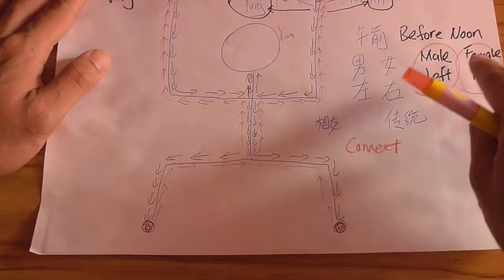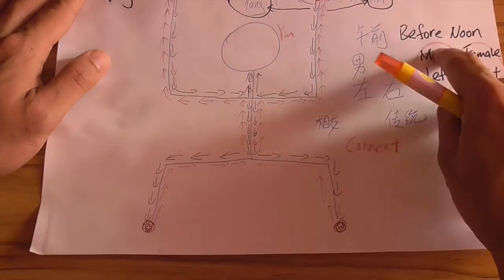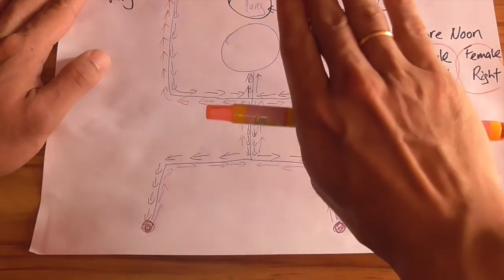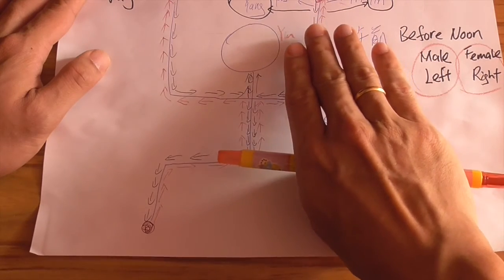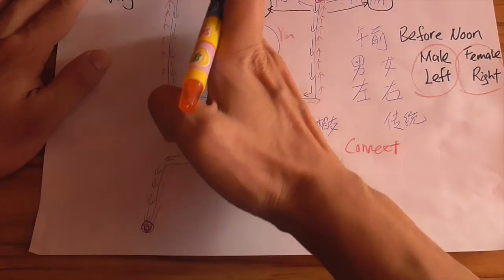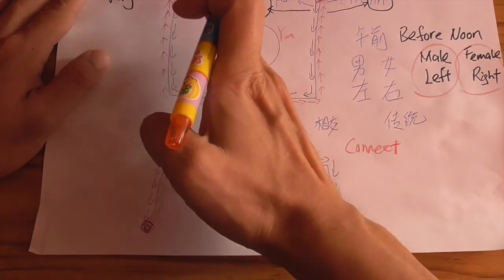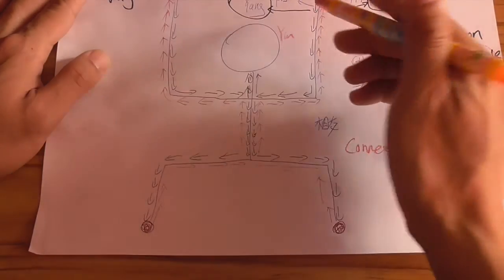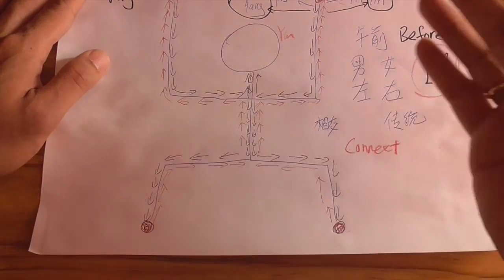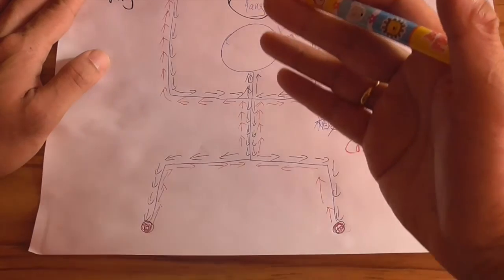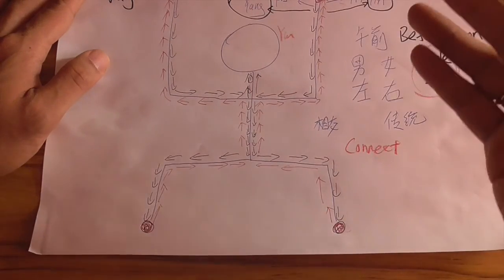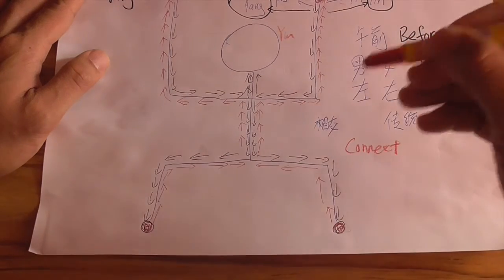Male left, female right. Male left, the blood flow are the same as what you've been memorized in the past. Female right are the same as what you have memorized in the past. Okay, why is it so important? Because when you have diagnosed which one is too strong, which organ is too weak, we're gonna put needles in.